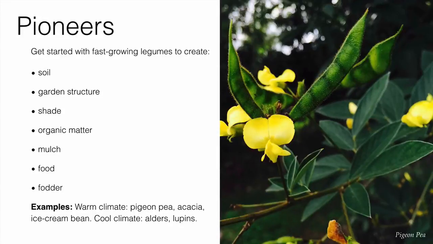So some examples for this might be in the warm climate, the pigeon pea or acacias, or possibly even ice cream bean. In cooler climates, you might be looking at things like alders or lupins.